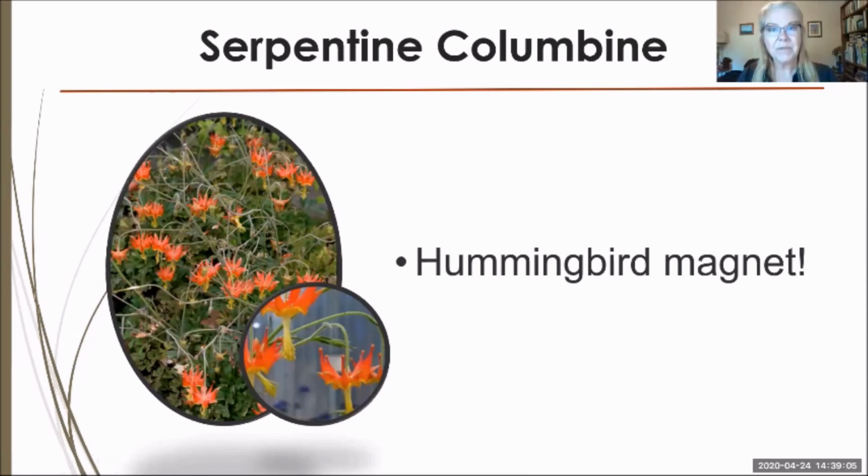Okay, and then we have columbine, so serpentine columbine. This one is another hummingbird magnet. It loves the flowers, easy on its beak, so it's perfect.